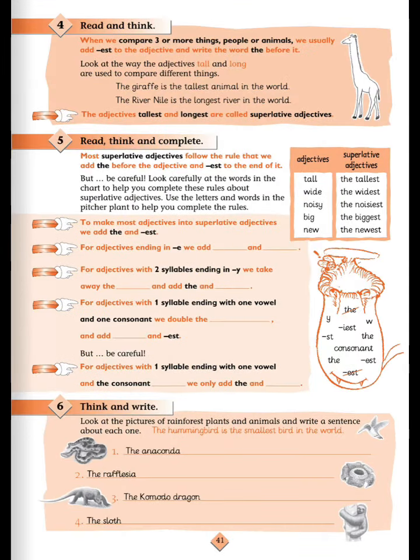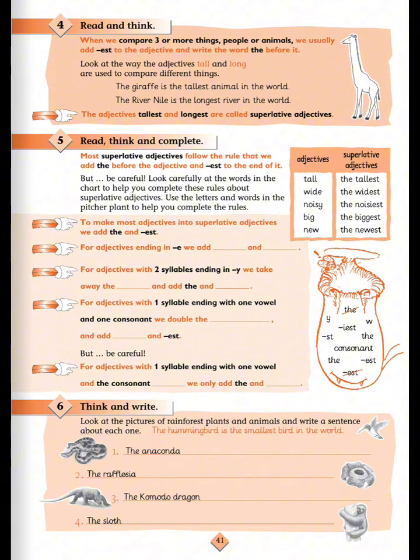Exercise number 4. Read and think. When we compare 3 or more things, people or animals, we usually add est to the adjective and write the word the before it. Look at the way the adjectives tall and long are used to compare different things. The giraffe is the tallest animal in the world. The river Nile is the longest river in the world. The adjectives tallest and longest are called superlative adjectives.